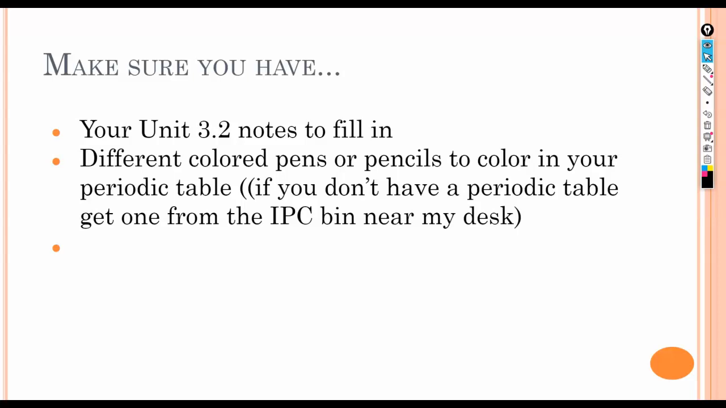And if you have them, also get different colored pens or pencils to color in your periodic table, which we'll be doing here in a few minutes. Now, if you don't have different colored pens or pencils, that's okay. You can use a regular pen or pencil and just shade in differently for different parts of the periodic table. Okay, and so make sure you pause it here and make sure you have all those things before you continue on in the notes.